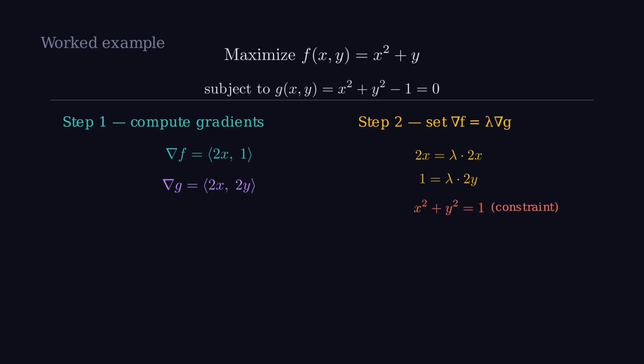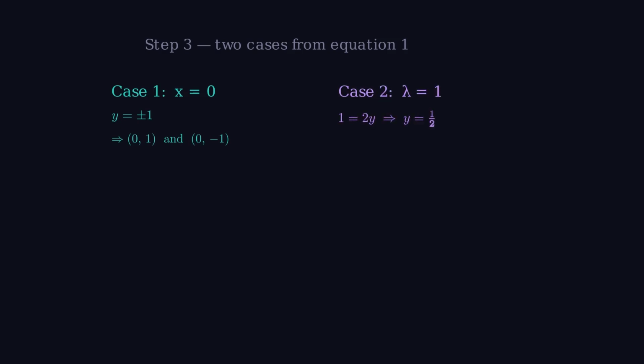From the first equation, either x equals 0 or lambda equals 1. Let's handle both. For our first case, x equals 0. Plugging into the constraint gives y equals plus or minus 1. So our first two candidates are (0, 1) and (0, negative 1). Our second case, lambda equals 1. The second equation gives y equals 1 half. Plugging into the constraint, x squared equals 3 quarters. So x equals plus or minus root 3 over 2. We have two more candidates. Now we have four candidates total.